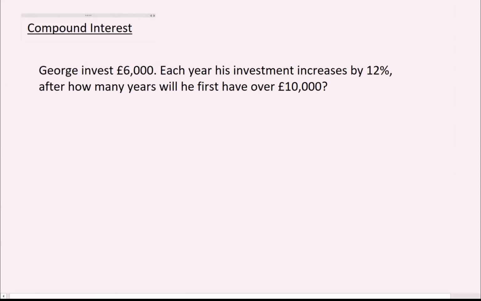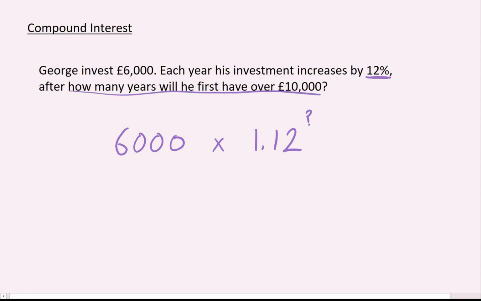Okay, we have questions where it's not quite the same setup. So here, George invested £6,000. Each year his investment increases by 12%, so it times by 1.12. However, here we don't know how many years there are going to be. All we're told is after how many years will he first have over £10,000. Best we can do here is just guess.